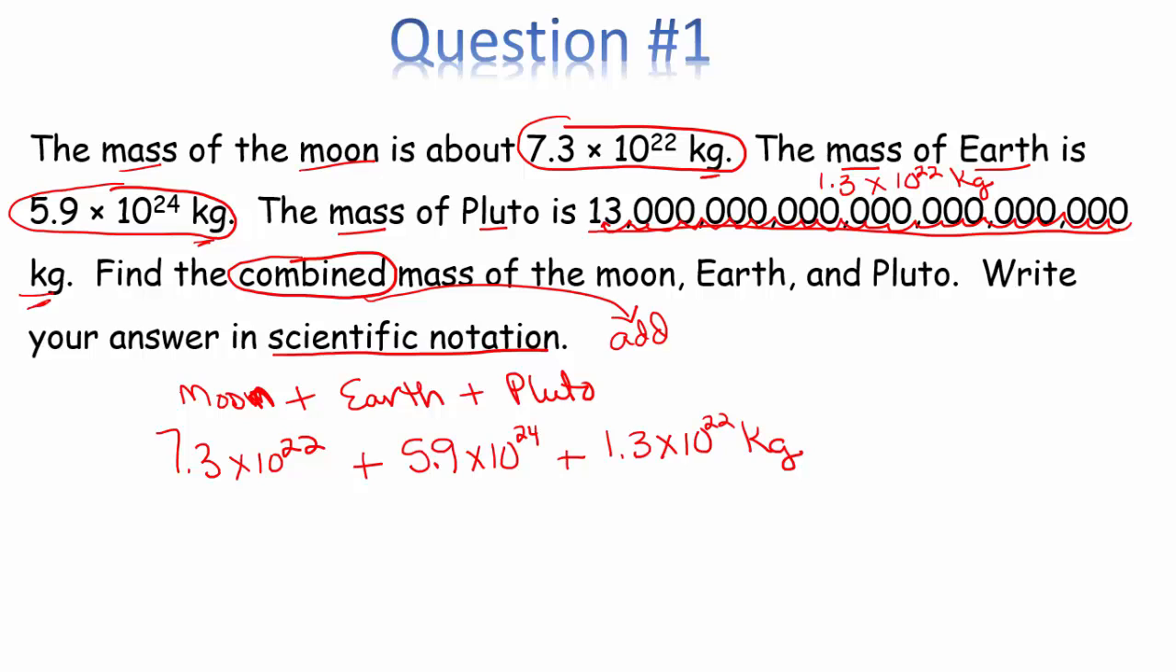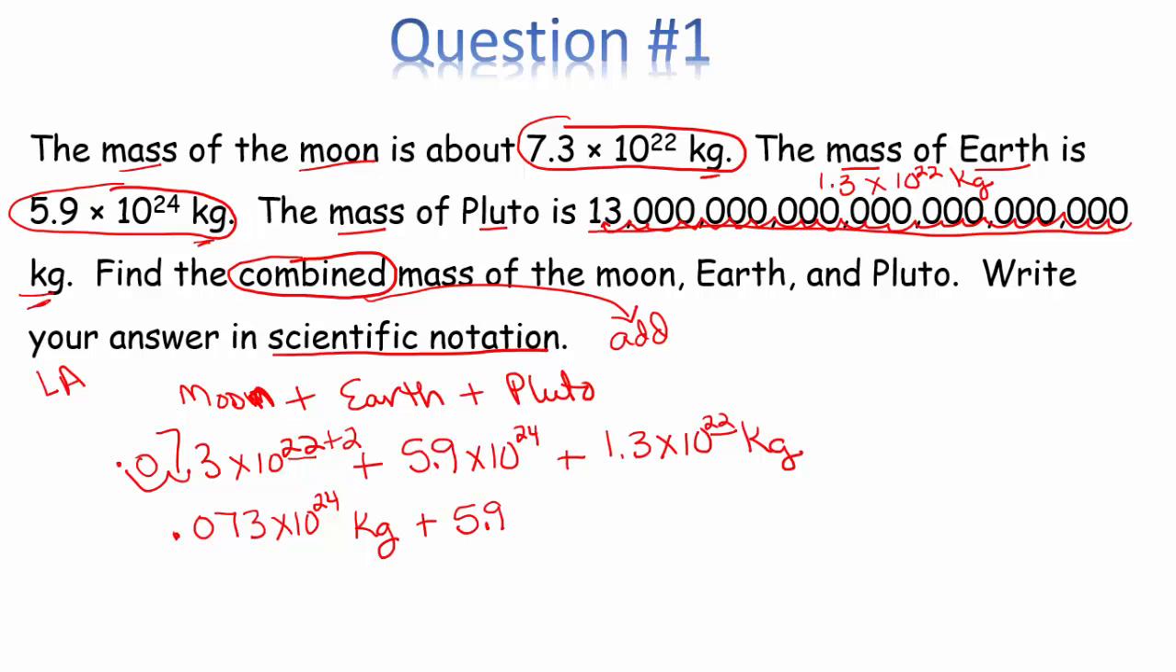What I look at, it's always easier to take the smaller exponent and increase that smaller exponent to match the largest exponent. Our largest exponent is 24. How do I get from 22 to 24? I add 2. We know left add. That means I'm going to move this decimal point 2 places left and rewrite this number as 0.073 times 10 to the 24th, and it's still measured in kilograms.